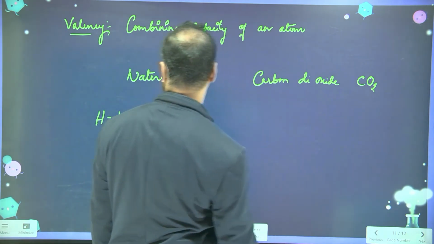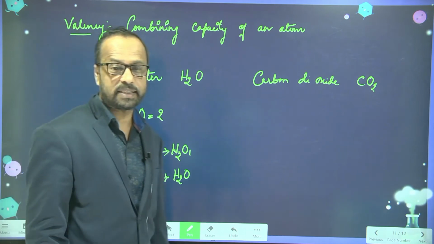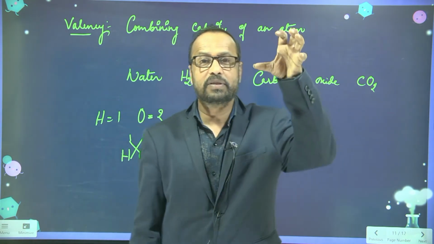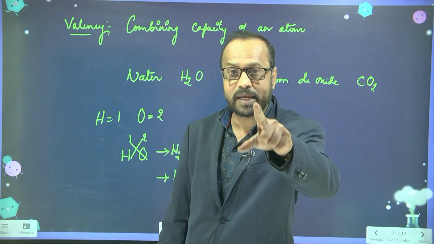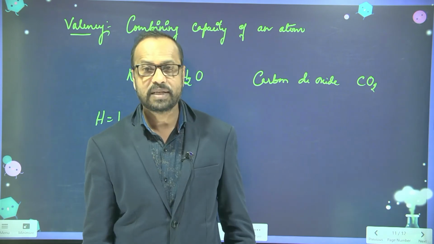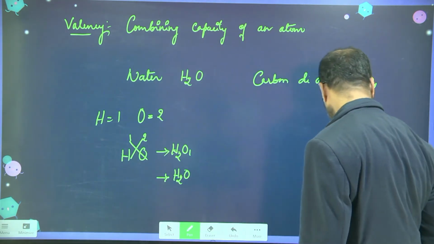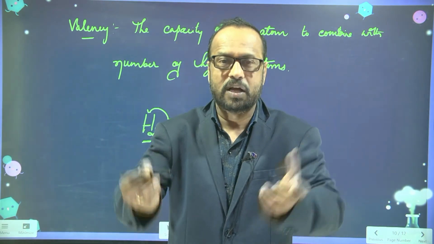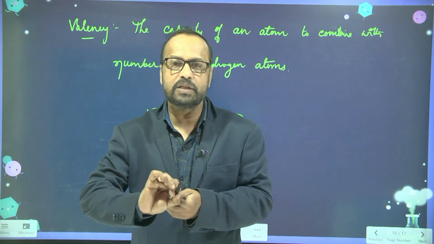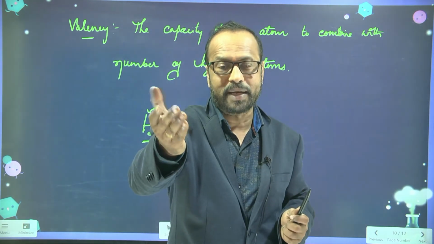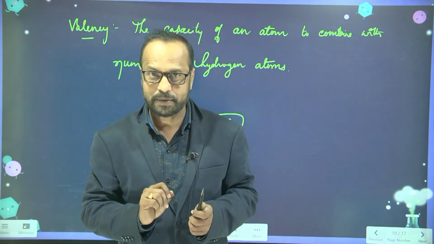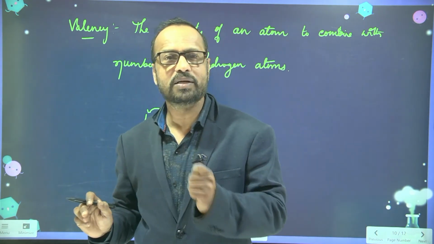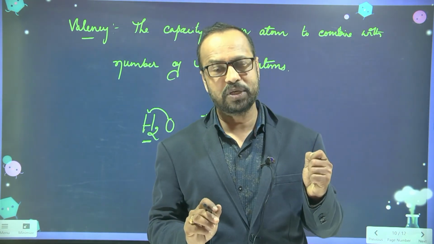So see here once again, valence means what? Combining capacity. Every element has some capacity to combine with a number of other elements. That combining capacity is called valency. We have another definition also: the capacity of an element to combine with a number of hydrogen atoms, how many hydrogen atoms one element combines with, is called valency. Based on this valency we can write the formulas of the compounds. Is this clear, students?